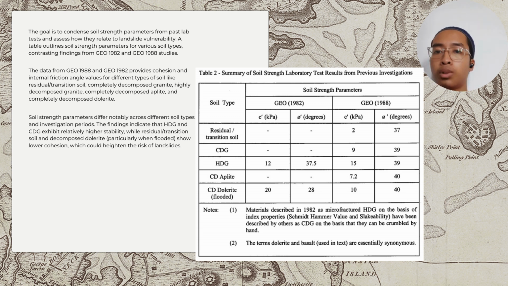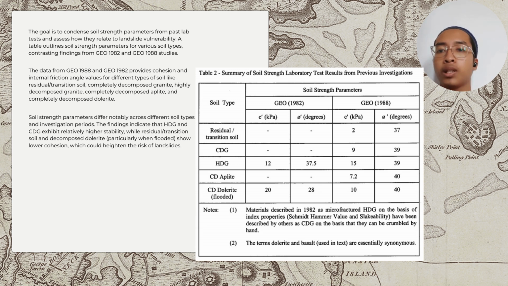For completely decomposed granite, CDG, Geo 1988 results show a cohesion of 9 kilopascals and an internal friction angle of 39 degrees. No data is available for Geo 1982. For highly decomposed granite, Geo 1982 results indicate a cohesion of 12 kPa and an internal friction angle of 37.5 degrees, while Geo 1988 results show improved parameters with a cohesion of 15 kPa and an internal friction angle of 39 degrees.